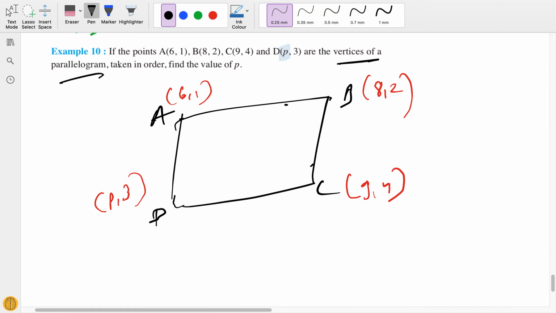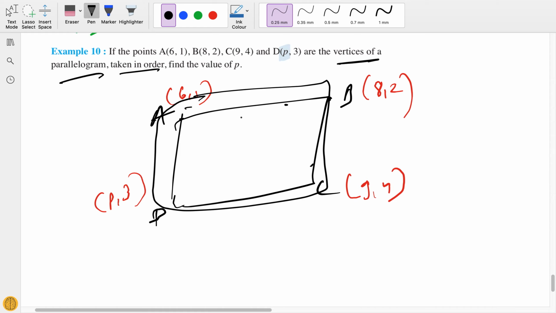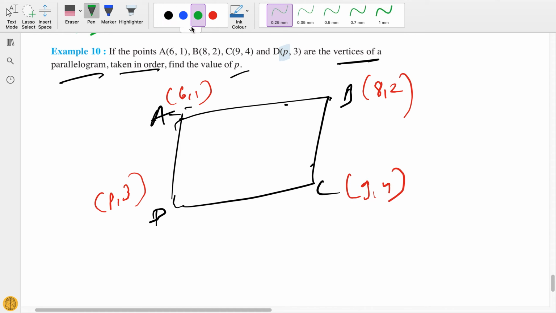Are the vertices of the parallelogram taken in order? Yes, A, B, C, D. We took in order A, B, C, D. Find the value of P. We have to find the P here. So, do you guys know how to find this?